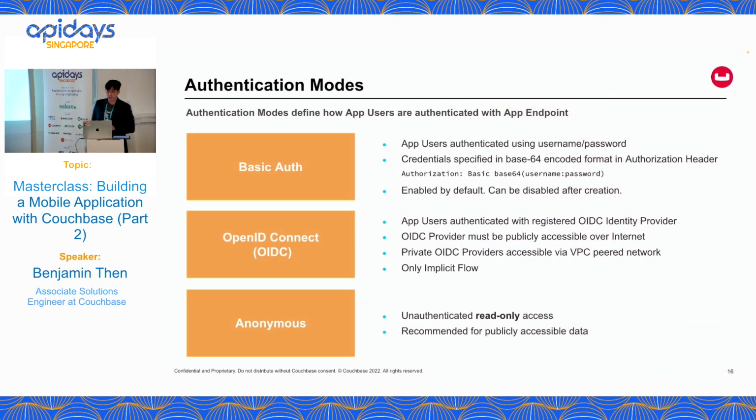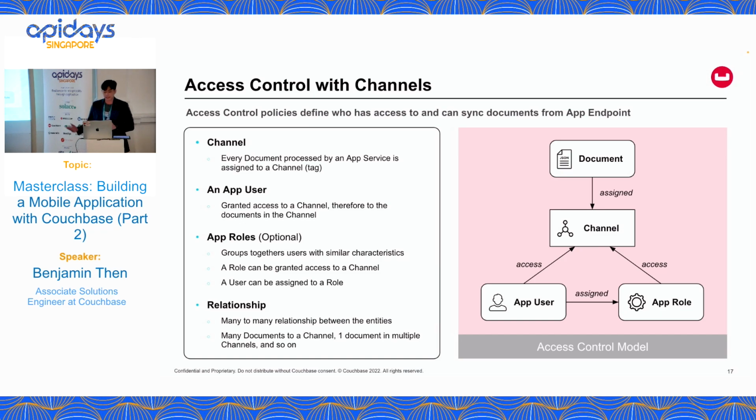So starting off with authentication, besides basic authentication, you are able to do things like OIDC or anonymous authentication, which supports unauthenticated read access only. For access controls, Couchbase has 3 separate features, I would say. So app users, which is essentially every single one of us, right? We are each an app user. App roles is meant for teams. So if Jeannie and I are in the same team, we'll be under the same app role, right?